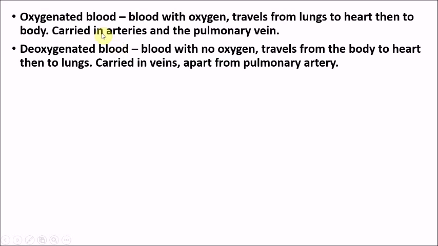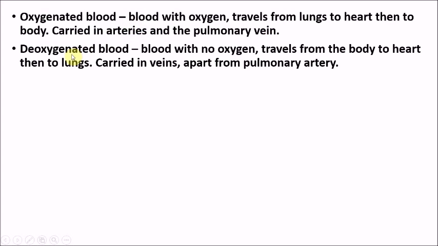Now, oxygenated blood, again, is just blood with oxygen. It travels from the lungs to the heart, then to the body. Because we need the oxygenated blood for respiration, it's carried in arteries and the pulmonary vein. What I mean by that is oxygenated blood is always carried in arteries because the arteries go to the body. But the pulmonary vein comes from the lungs. So that is the only exception. The pulmonary vein carries oxygen to the heart to be pumped then into the arteries to the body.